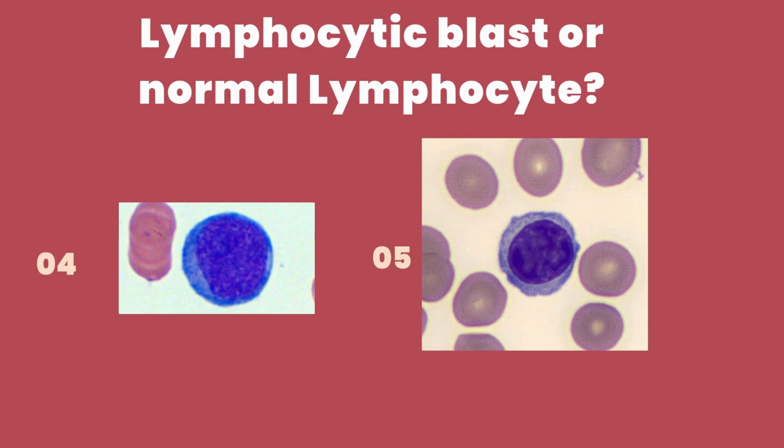Let's look at these cells. Which of these is a lymphocytic blast and which of these is a normal lymphocyte? So the one on the left is the blast, the one on the right is a lymphocyte. The difference to me is the NC ratio and the chromatin pattern. The one on the right has a very dense chromatin pattern. The one on the left has a looser chromatin pattern, inconspicuous nucleoli, and again, that really high NC ratio. Comparatively, they are very similar, but still the cell on the left, cell 4, has got a higher one.